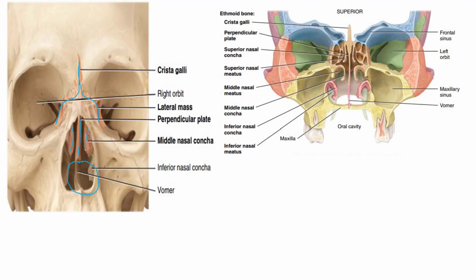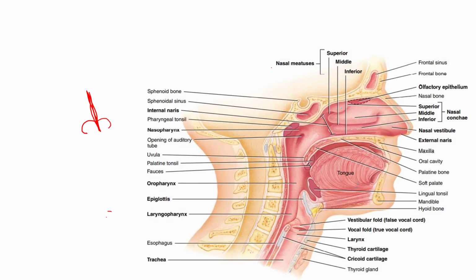We already know the maxillae. This is the maxillae, which is our upper jaw, and the palatine bones. We have already seen the palatine bones. So this is the palatine bone. All these bones form the internal structure of our nose.